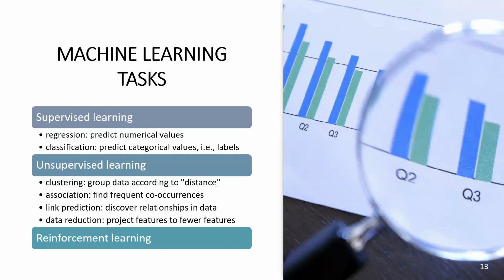So supervised learning comes in two shapes. We have what we call regression and classification. Regression tries to predict numerical values, continuous values, for example, house prices.